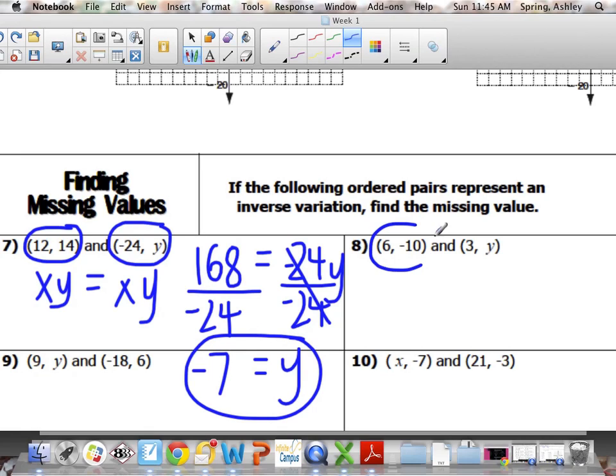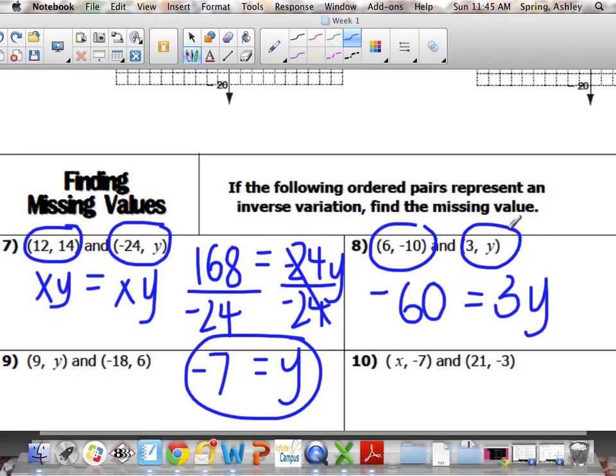I'll do one more with you. x times y equals negative 60, which has to be equivalent to this product, which will also be 60. So to solve for y, I divide by 3, and I get negative 20.